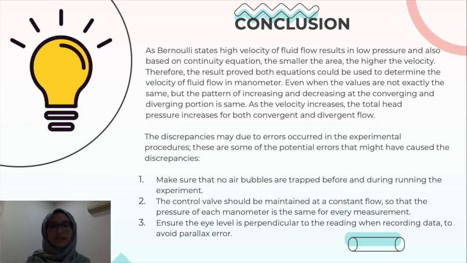For conclusion, Bernoulli states that high velocity fluid flow results in low pressure, and based on the continuity equation, the velocity increases when the area decreases. The result proved both equations can be used to determine the velocity of fluid flow in the manometer. Even when the values aren't exactly similar, the trend of increasing and decreasing at the converging and diverging portion is the same. As the velocity increases, the total head increases for both the convergent and divergent flow. The inconsistencies may be due to errors that occurred in the experimental procedures. These are the potential errors that can be avoided.